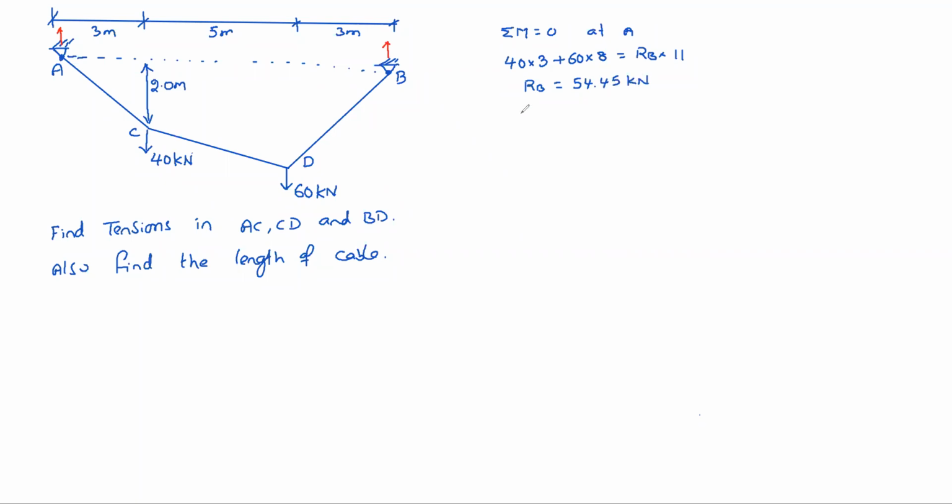Then RA plus RB equal to 40 plus 60, that is 100. So RA equal to 100 minus that. How much? 45.55 kilonewtons is RA. So RB is 54.45 and RA is 45.55. And of course, horizontal reaction H will also be there here.